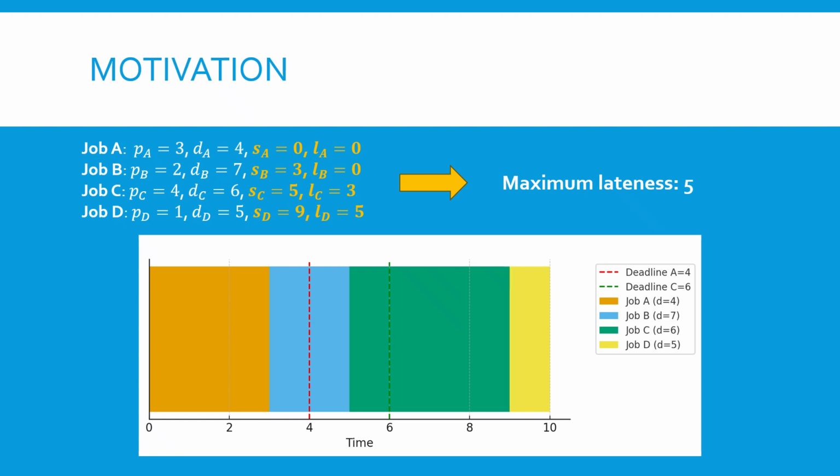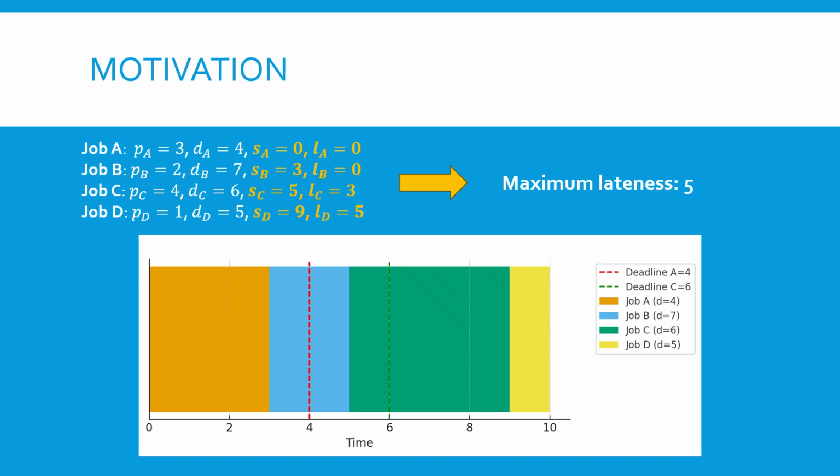Consider a toy example with 4 jobs A, B, C, and D. One simple schedule is to execute the jobs sequentially. We start job A at time 0. Its processing time is PA equals 3. So it finishes at time 3. Since its deadline DA equals 4, its lateness is 0.